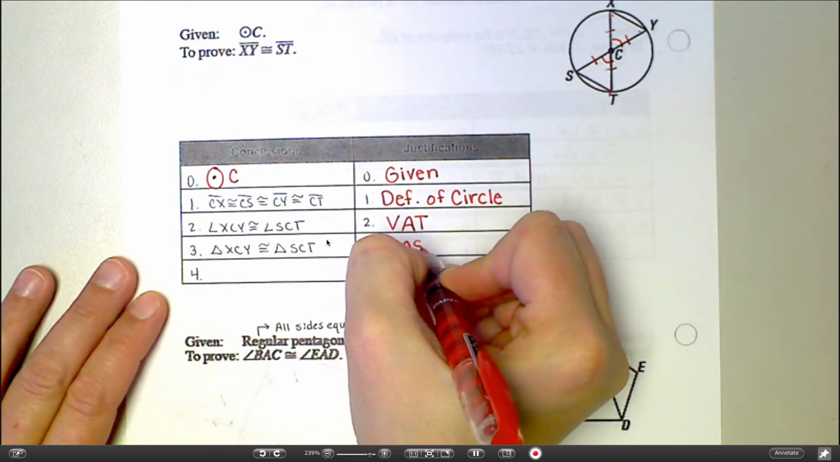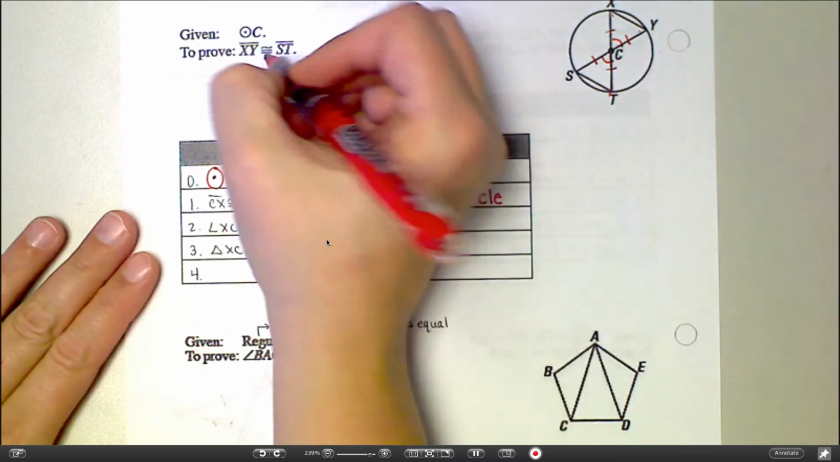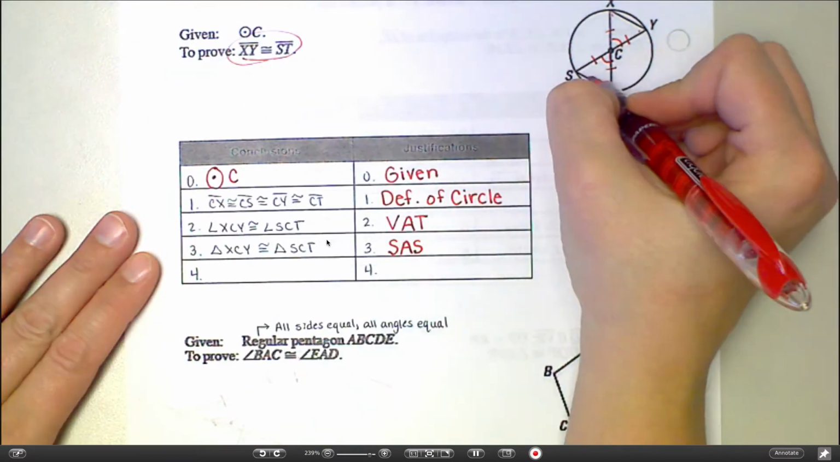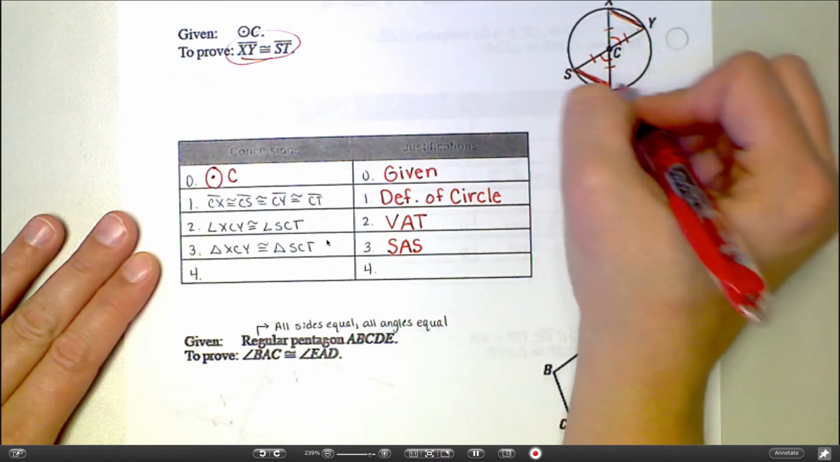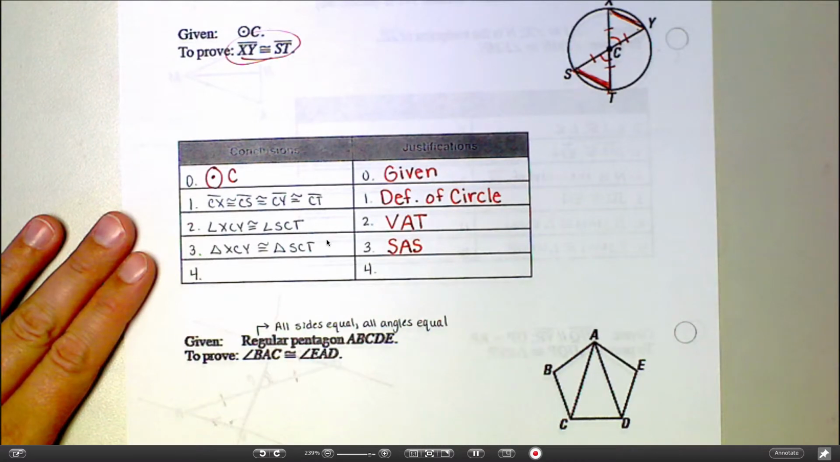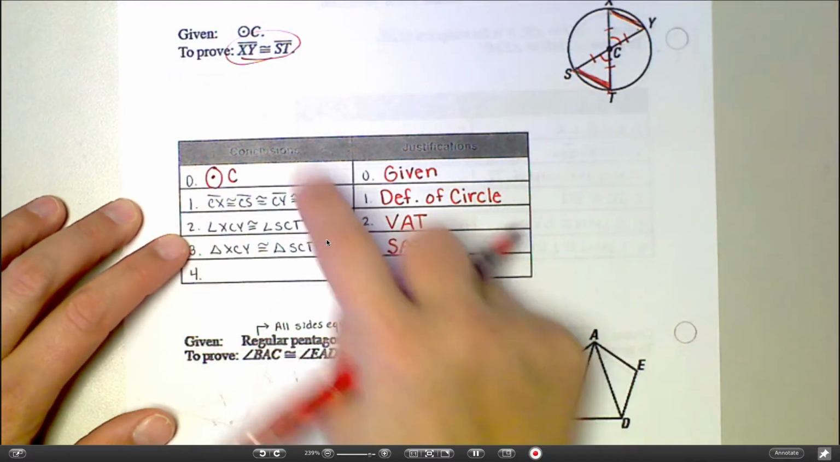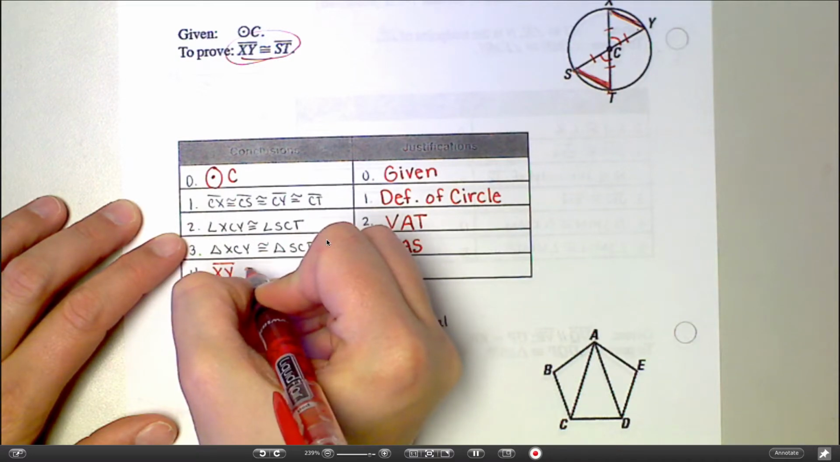Now, with this one though, I wasn't trying to prove that the triangles were congruent. I needed to, but that wasn't my end goal. My end goal was to prove that this piece here is congruent to this piece here. Well, how does having the triangles be congruent help me do that? Hunter? Never mind. Okay, how do I go from having congruent triangles to saying, now I know these pieces are equal?